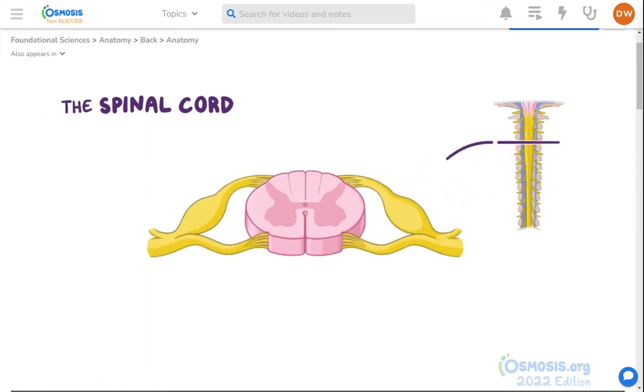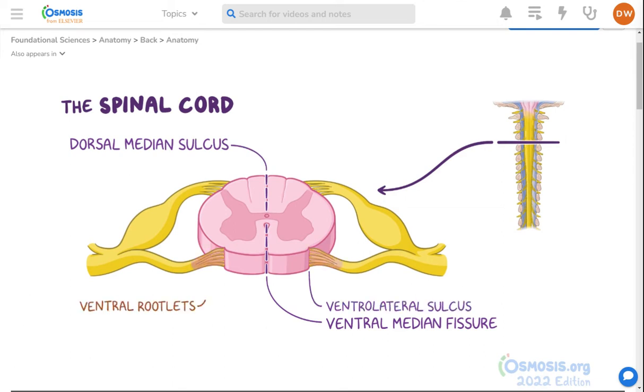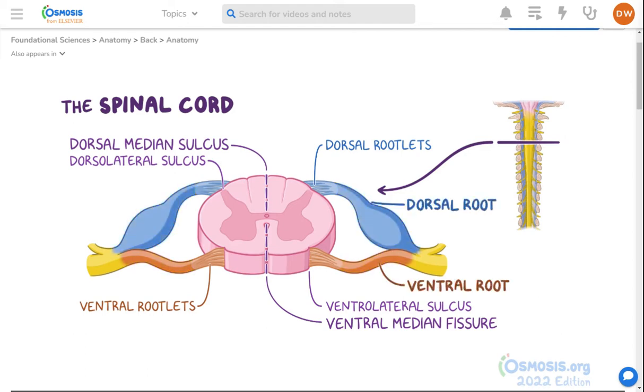Anteriorly, there is a deep midline depression called the ventral median fissure, and posteriorly, there is a more shallow midline depression called the dorsal median sulcus. Each half also has a ventrolateral sulcus, where ventral rootlets leave the spinal cord, and a dorsolateral sulcus, where dorsal rootlets enter the spinal cord. The ventral and dorsal rootlets fuse to form the ventral and dorsal roots, respectively.